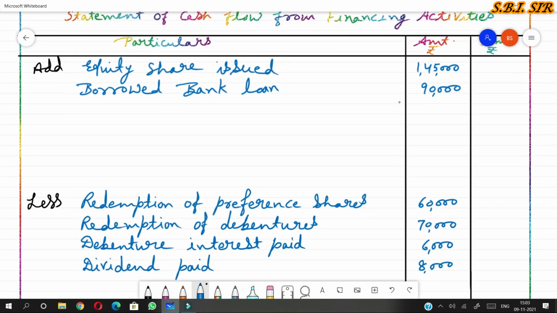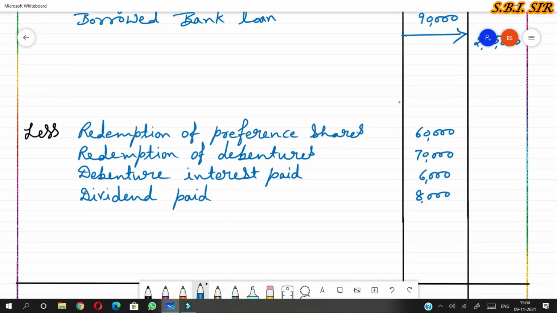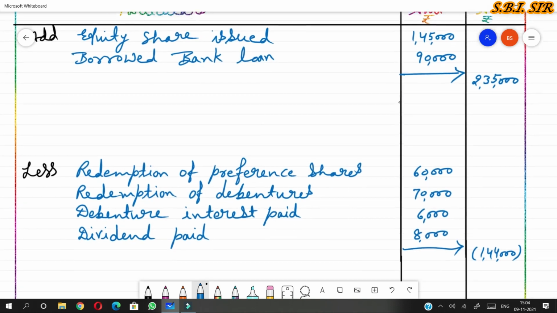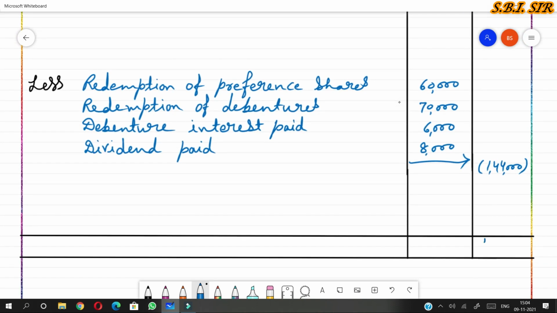So necessary entries will be posted. Then we will make the total: 1,45,000 plus 90,000, we will get 2,35,000. 60,000 plus 70,000 plus 6,000 plus 8,000, we will get 1,44,000. And 1,44,000 will be deducted from 2,35,000 and we will get 91,000.